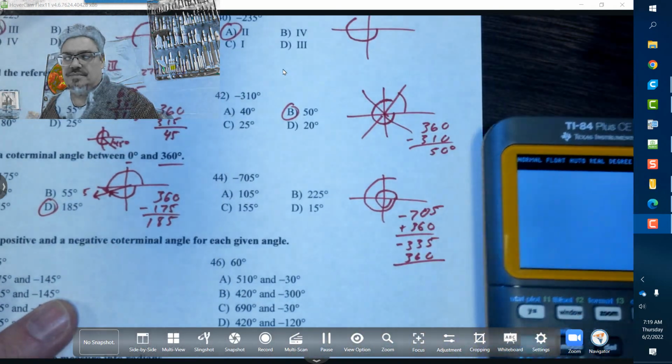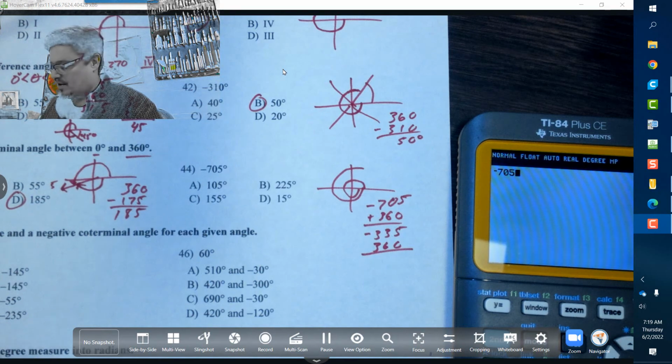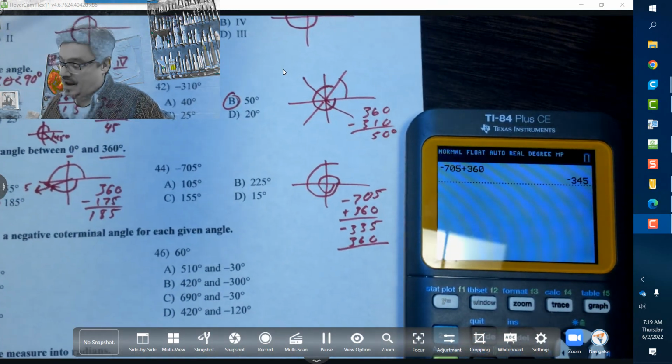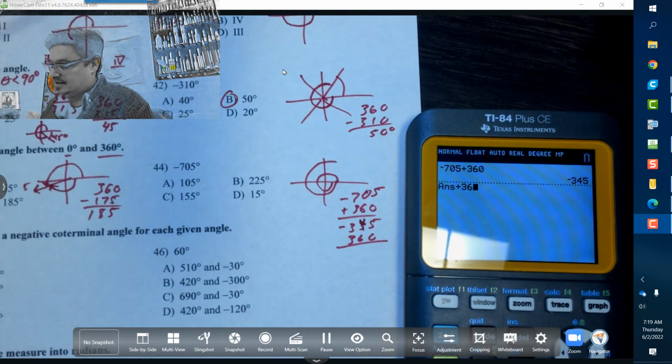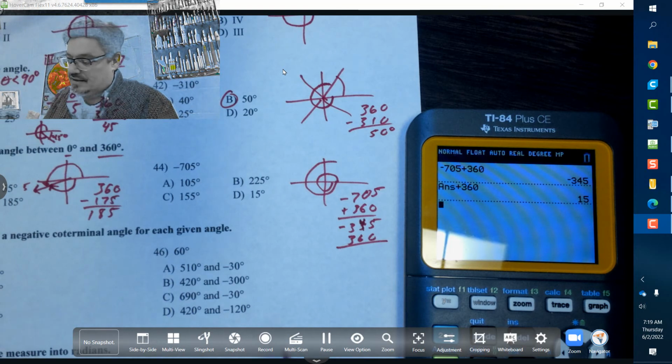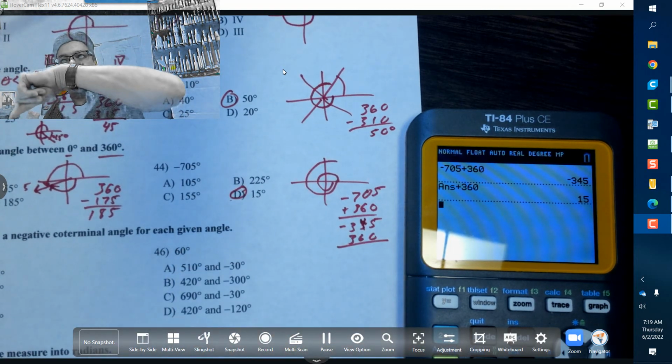All right, basic addition and subtraction. My confidence crumbles. Negative 705 plus 360. All right, that's negative 345. Okay, cool. Nice, good job, math teacher. And then plus 360 again. Positive 15. That's the guy you're looking for. Again, we're just basically getting rid of the 360 spins going in the other direction.